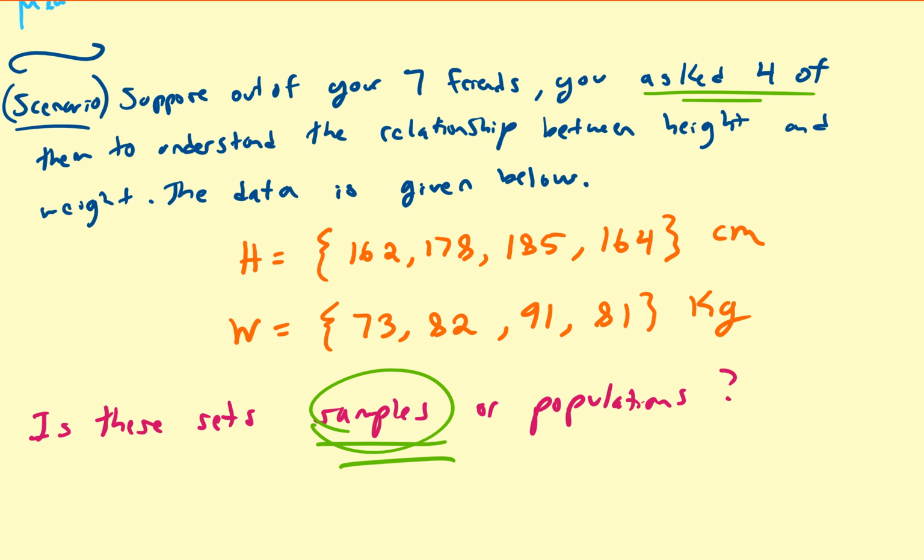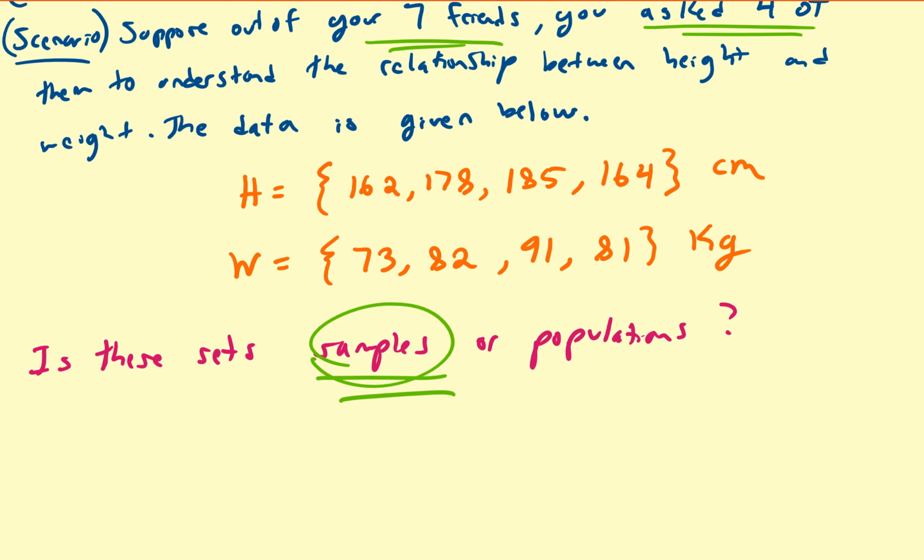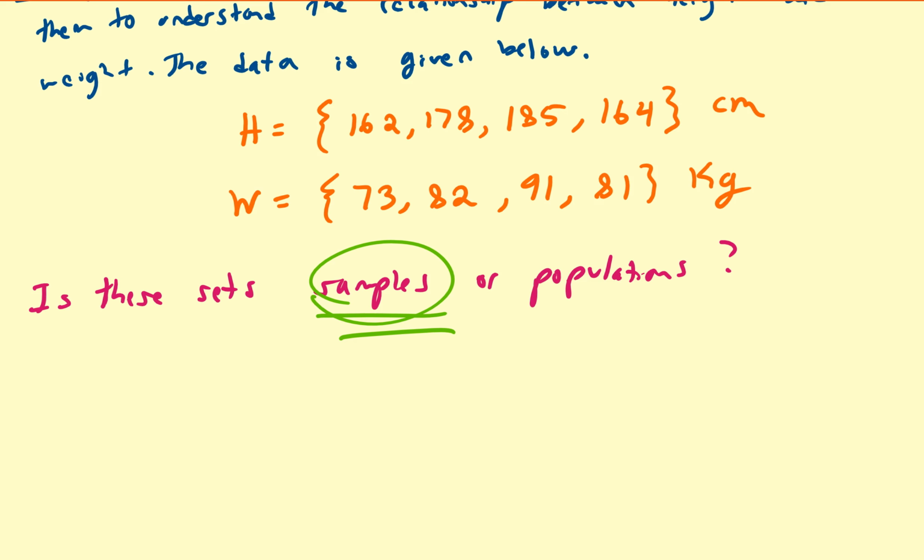The reason being is because you asked 4 out of 7. So if you're only interested in the friends' relationship between heights and weights, then if you asked all 7, that possibly would be a population. Whereas you only have a subset of the population, namely 4 of them. And this is going to be extremely important when we start to calculate the variance and standard deviation of our data sets.